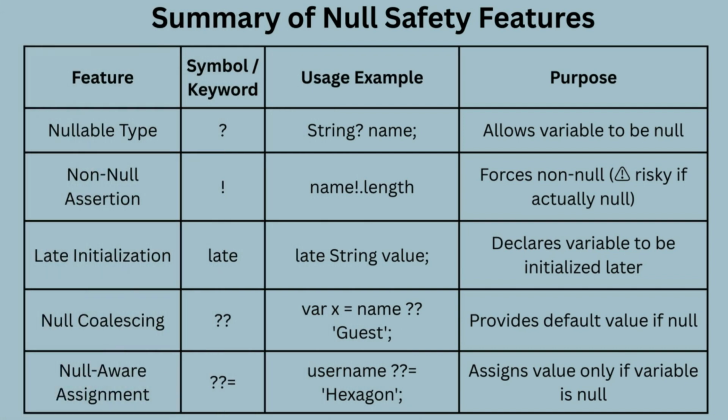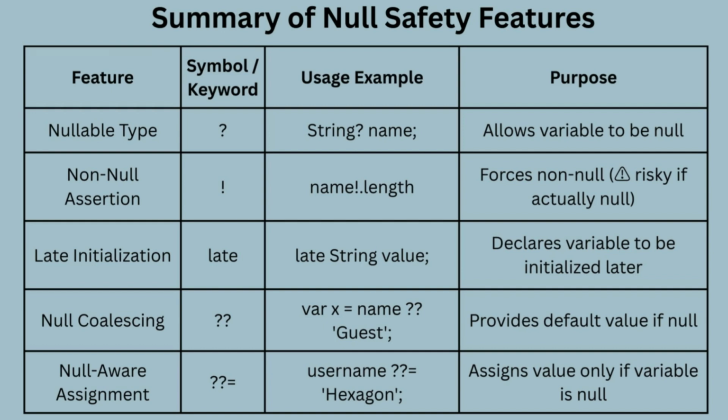Let's quickly go over some of Dart's null safety features. First up, nullable type, marked with a question mark. This allows a variable to hold a null value. For example, String? name. Next, the non-null assertion, using the exclamation mark. This tells Dart, I know this value isn't null, so go ahead and use it. But be careful, if it is null, your app will crash.